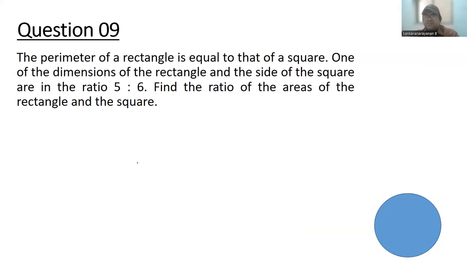Look at this question. Keep a watchful eye on the timer.